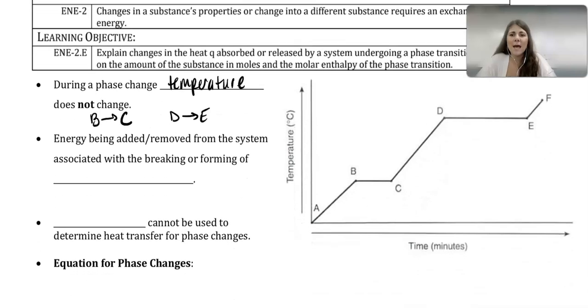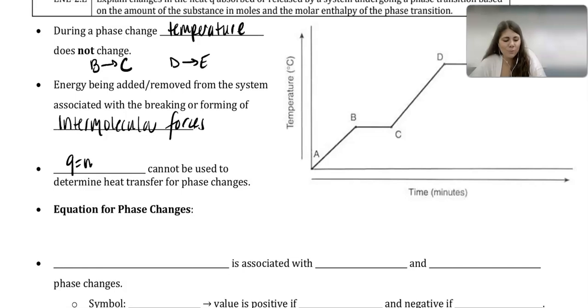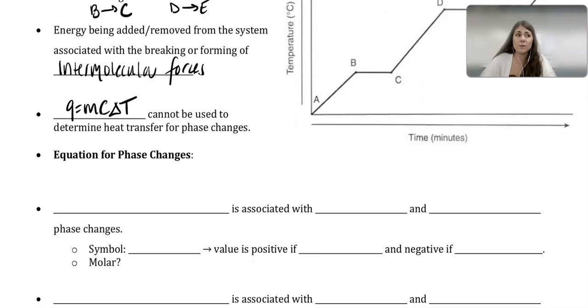So energy being added to or removed from the system is associated with the breaking or forming of intermolecular forces. Which makes sense because in unit 3, we talked about intermolecular forces being associated with a lot of our phase changes, okay? So as mentioned just a little bit ago, Q equals MC delta T cannot be used to determine heat transfer, okay?